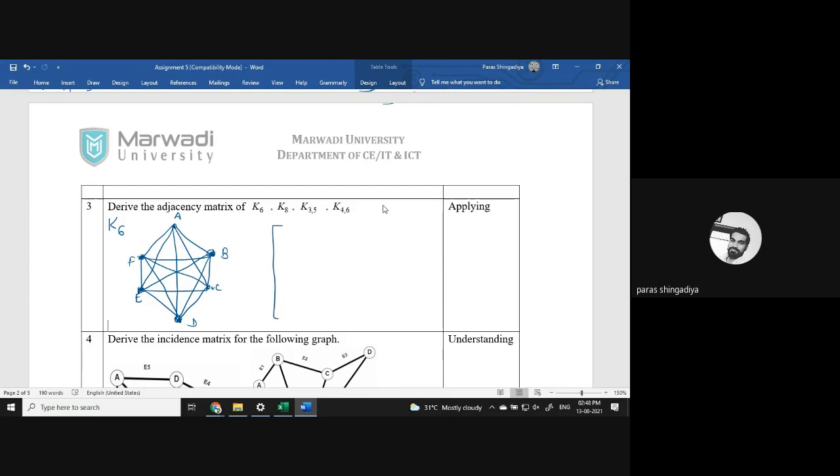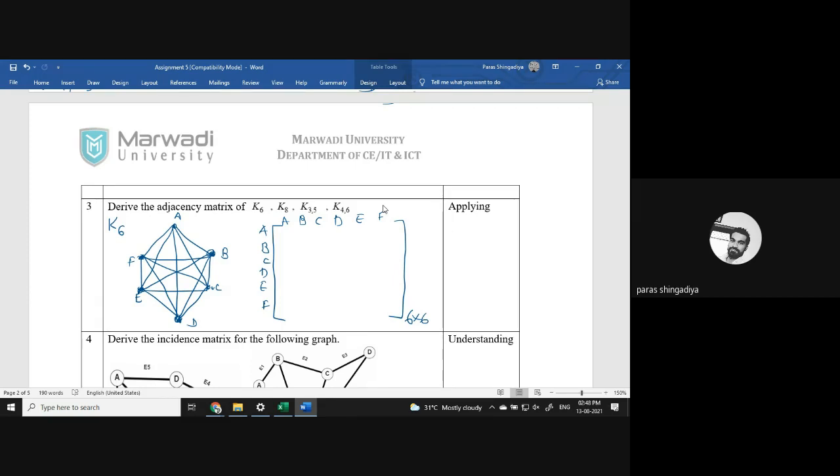How many vertices does the graph contain? 6 vertices. So the size of the matrix will be 6 by 6. 6 rows and 6 columns. So that is one of the special matrices. We will also get one of the special answers. Clear? Here all vertices are connected to each other.